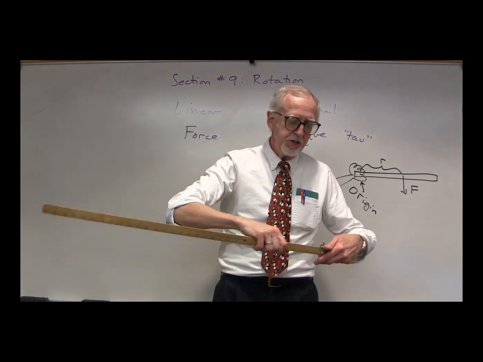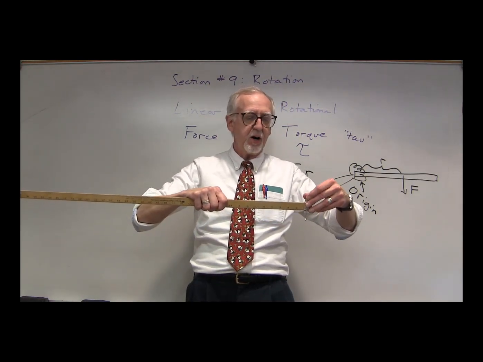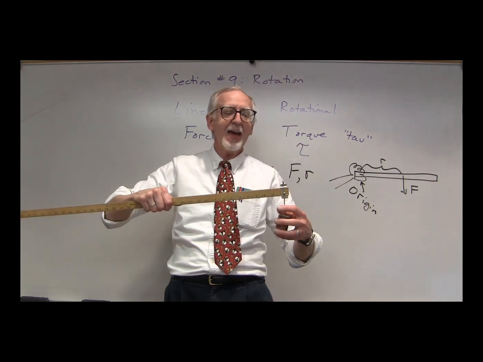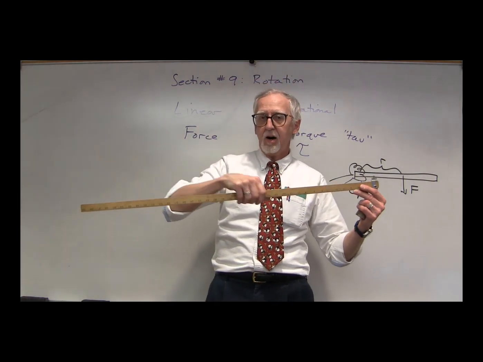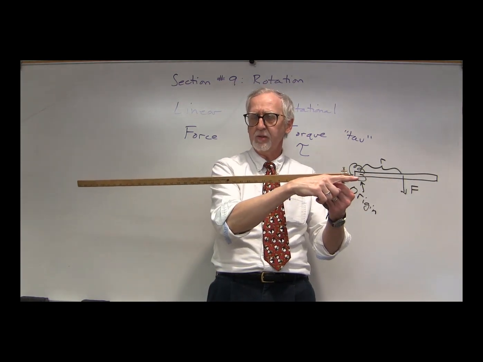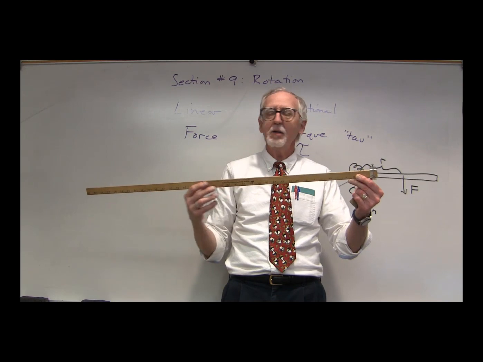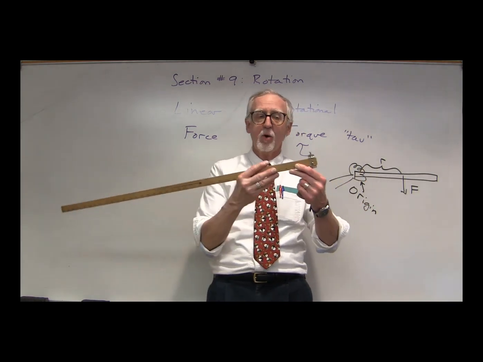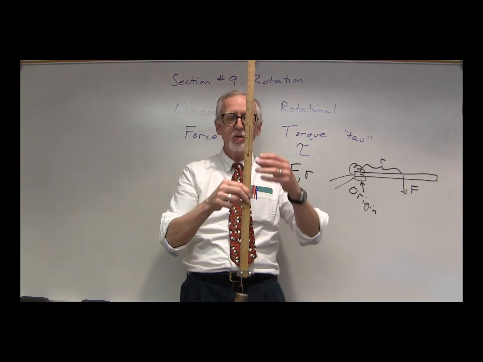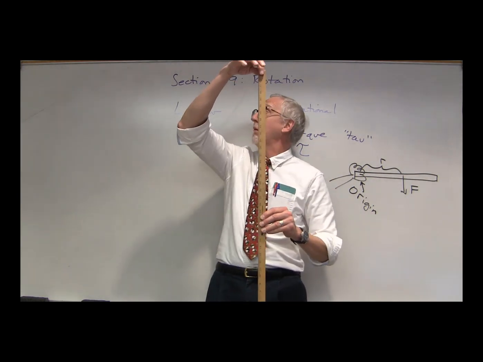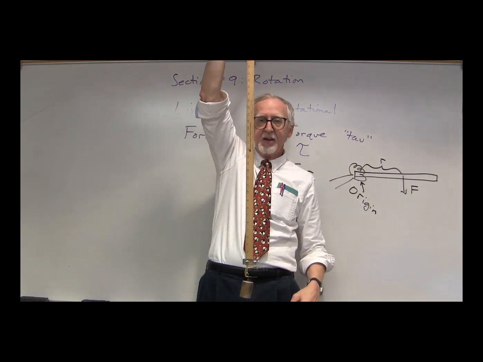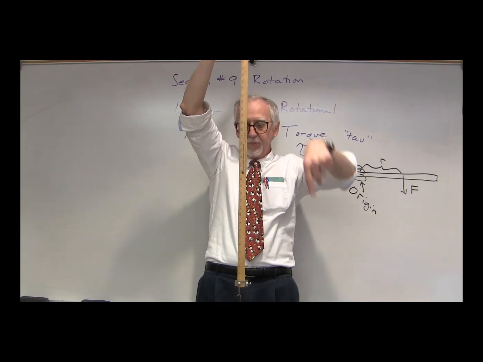Well, now I'm going to do something. I'm not going to change R, and I'm not going to change F. What I'm going to do is change the angle between R, being the vector from my hand to the point where the force is applied, and the applied force. The force is the force of gravity, which is always straight down. If I hold the stick like this, hopefully you can see it. I'm just holding it here, and the mass is hanging down. R is like this now, and F is like this.